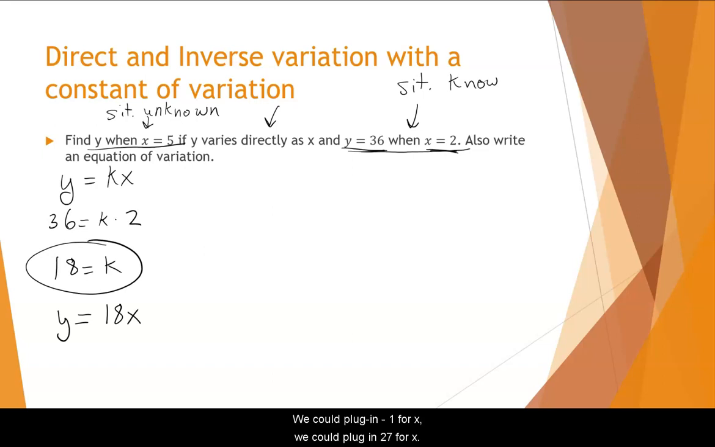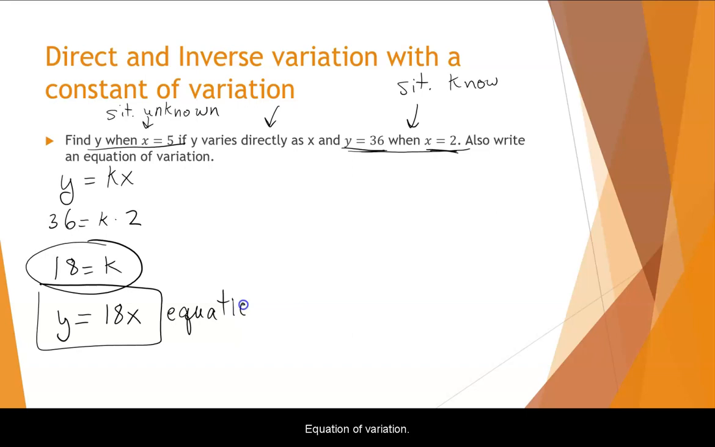We could plug in -1 for x. We could plug in 27 for x. In this case, we want to figure out what y is when x equals 5. So this right here is our equation of variation. And with it, we can solve any situation. We could solve y for any x value asked.